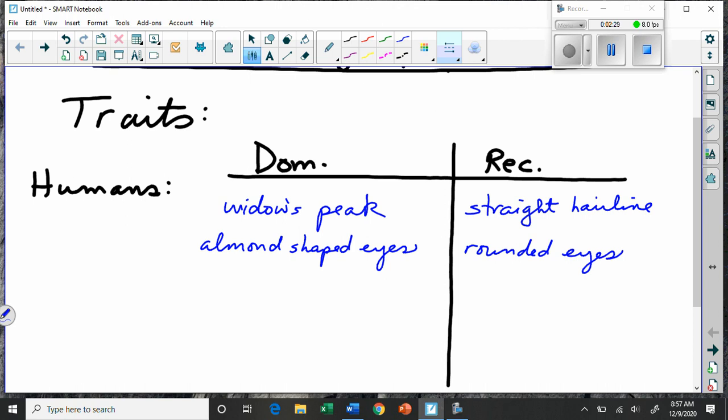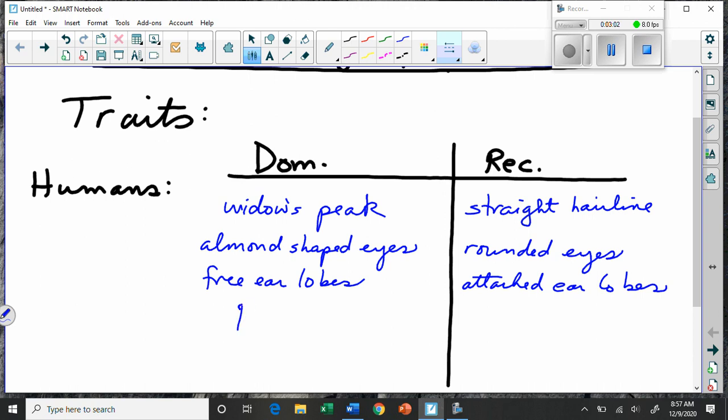Earlobes: if you look at earlobes, sometimes the earlobes are free, sort of hanging, but some people's earlobes go right down and attach to the side of the face, so there's no little dangly part. So we call that free earlobes, or attached earlobes. Attached earlobes are the recessive version of that trait.